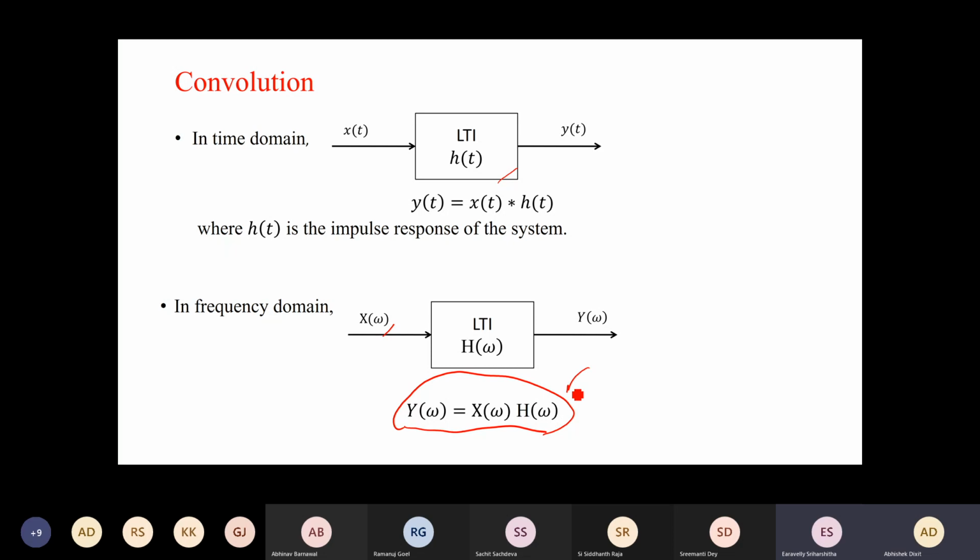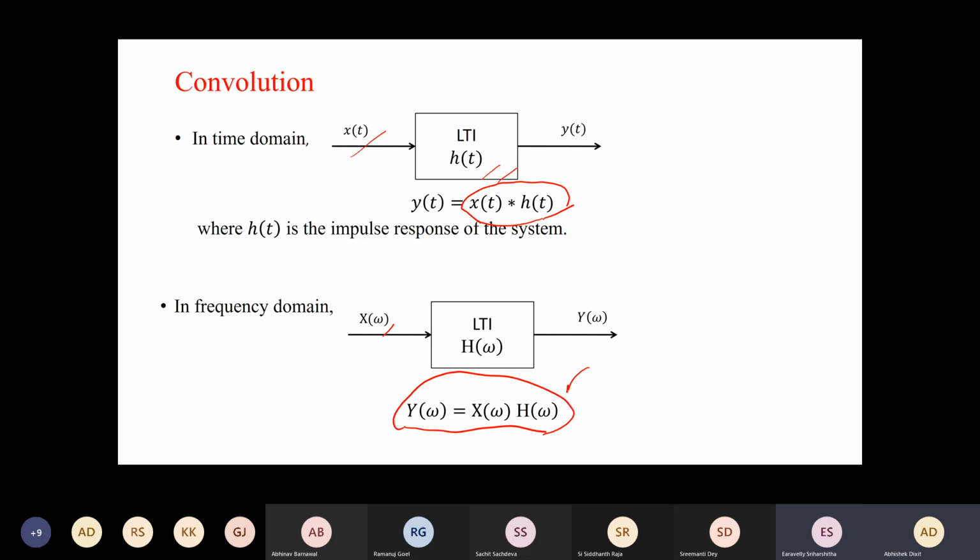Now, if I look at this equation, I can say several things. First thing that I can say is that it's a simpler equation than this, right? Because suppose you know the input signal x(t), and suppose you know the impulse response. What should we do? We should calculate the convolution. Convolution is a complicated operation. In signal processing also, convolution is a very difficult operation to compute.